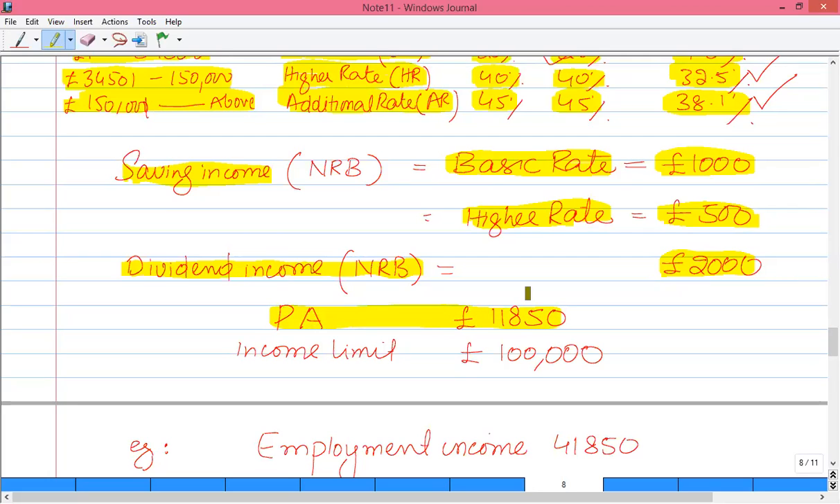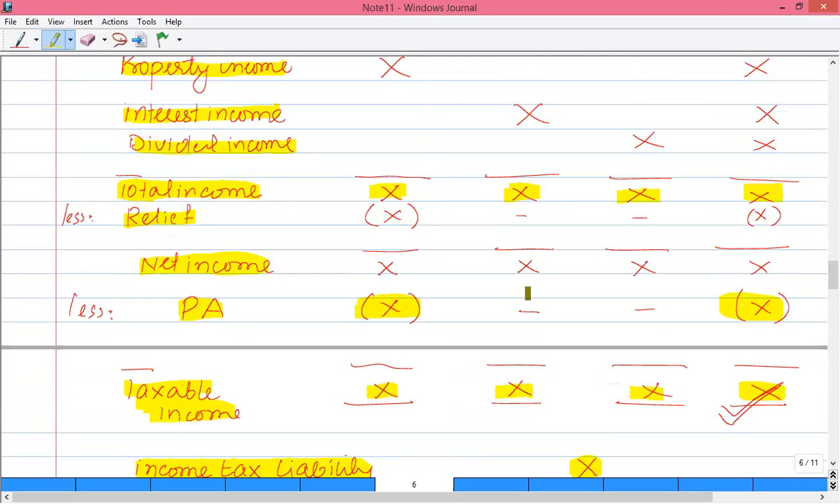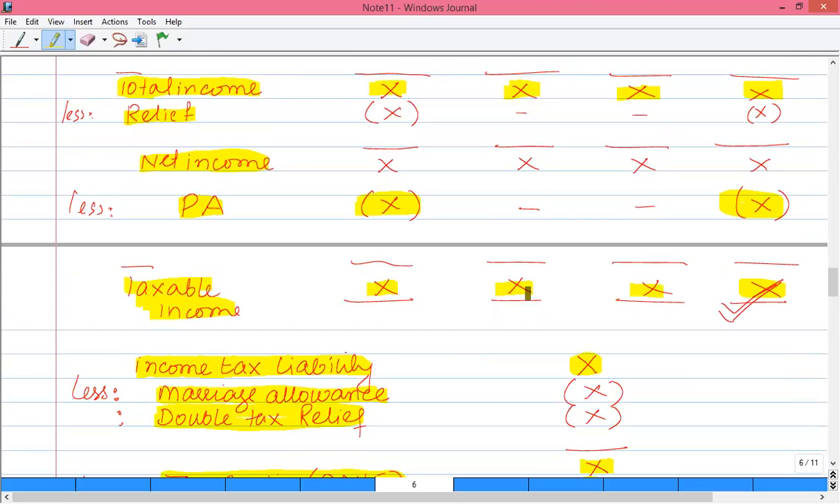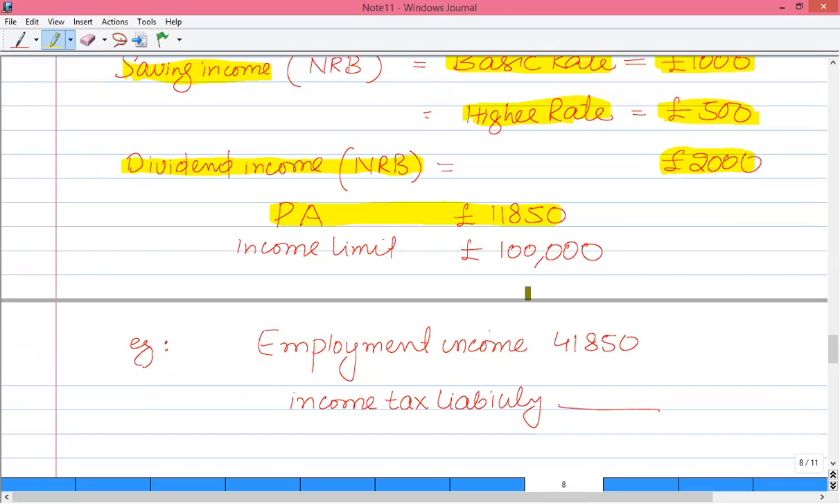For example, if a person is earning income up to 11,850, then he or she has a right to deduct this 11,850 from the income. And if income exceeded after this personal allowance, then there would be a taxable income. And if net income is less than personal allowance, then there is no taxable income, so there will be no tax liability. So this personal allowance is very important and very significant.